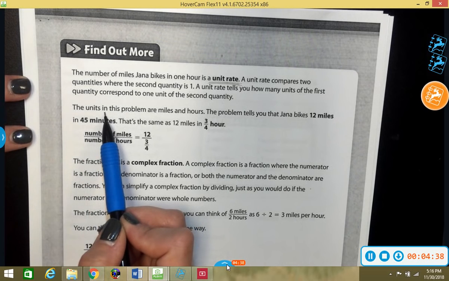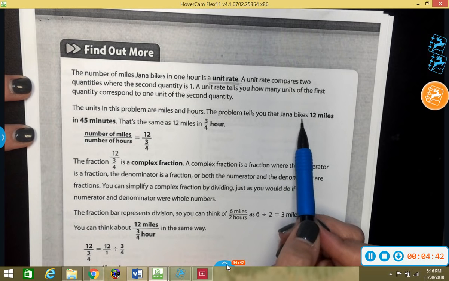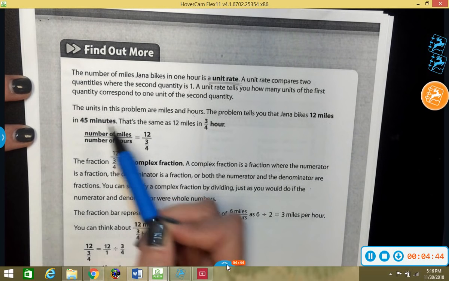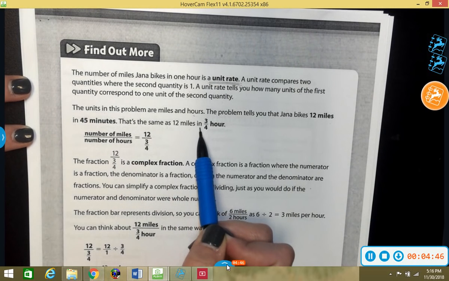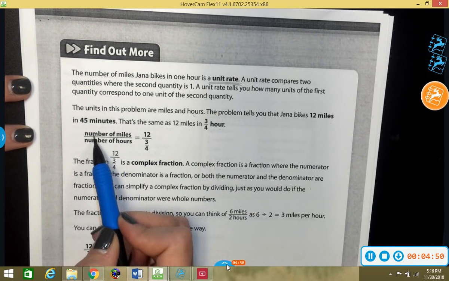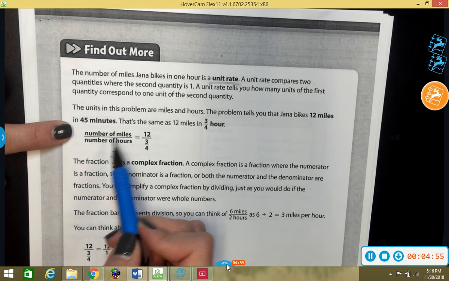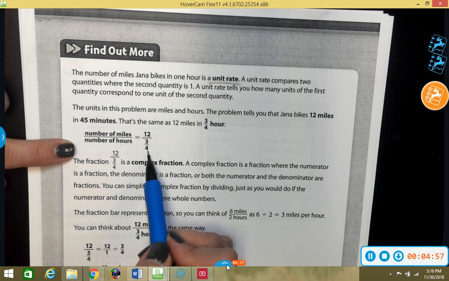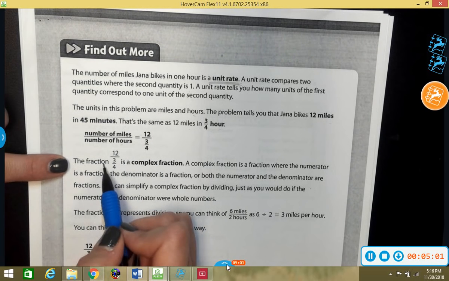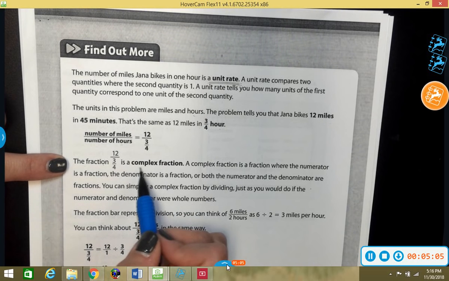The units in this problem are miles and hours. The problem tells you that Jana bikes 12 miles in 45 minutes. That's the same as 12 miles in, I'm sorry, in 3/4 of an hour. So the number of miles is on top of your fraction here, and then the number of hours is in the bottom. So 12 miles in 3/4 of an hour. The fraction 12 miles and 3/4 of an hour is a complex fraction.